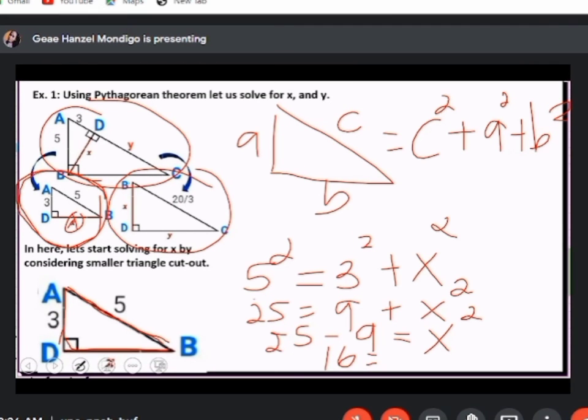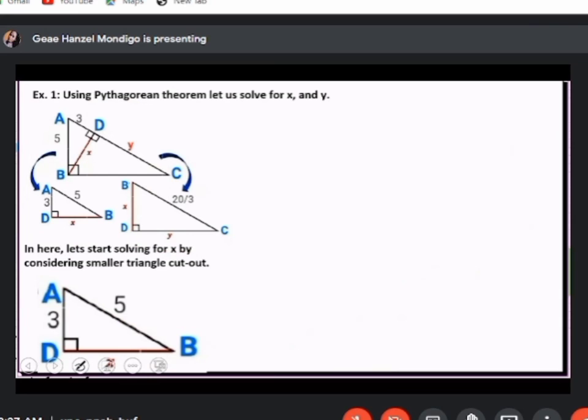Not yet done, because we have to get the value of x. So we take the square root. We have square root of 16 is equal to square root of x squared. Then our value of x here is the square root of 16, which is 4. So we have our value of x, which is 4. Again, let's proceed now. The square of the length of the hypotenuse, which is 5 units, must be equal to the sum of the squares of our legs.